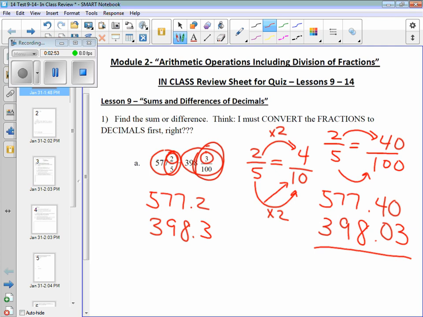Once we've lined up our decimals properly, we're going to do the math, and you'll get 179 and 37 hundredths. And that is our answer for the first one.